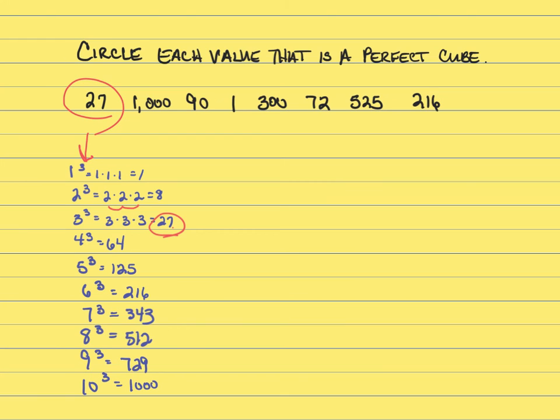Is 1,000 a perfect cube? Yes, it is, so you're going to circle that. Is 90 a perfect cube? No, it's not. Is 1 a perfect cube? Yes, it is. What about 300? Nope. What about 72? Nope. What about 525? Nope. What about 216? 216 is on our list. 216 is a perfect cube.